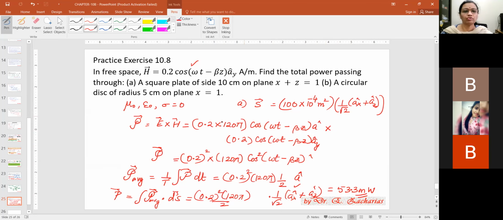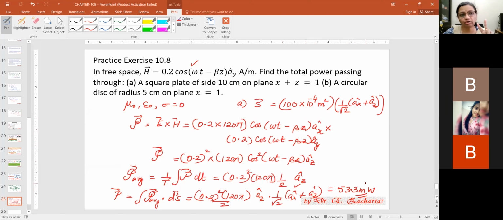So what is the correction I have to do? E will be in X direction cross AY. So therefore here you will get AZ. So AZ, and then here also it will be AZ. Answer will not change because it's going to be this AZ and this AZ, and 1 by root 2 is going to be there. So answer will be 53.3 milliwatt.